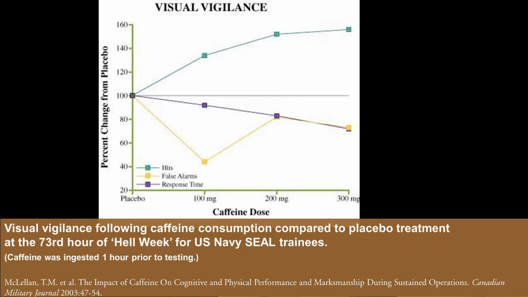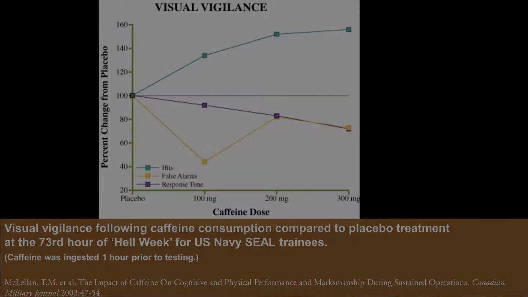So these are for people who have guns and they have to detect whether something is a threat or not a threat, and they have to respond appropriately. And what you see in this graph is that with 100 milligrams of caffeine, all of a sudden the number of hits goes up significantly. In other words, they're at 140% of the hits that they had with no caffeine, whereas their reaction time, in purple, goes down. So they're better at hitting things and they're faster.